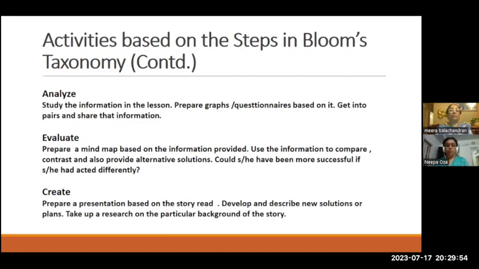Then evaluation: prepare a mind map based on the information provided. A mind map is usually a map which does not follow any order. It could be just the thoughts that come into your mind as you read something. So children can be taught what a mind map is by the teacher working it out on the board. And once the mind map is worked out, they use the information to compare and contrast. They say, okay, this is there, this is there. We must find some alternative solutions. Could she or he have been more successful if she had acted differently?